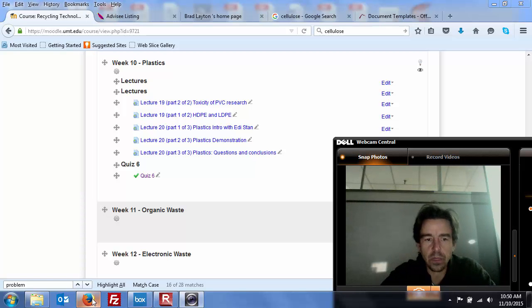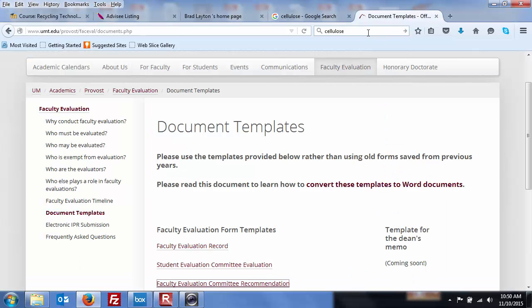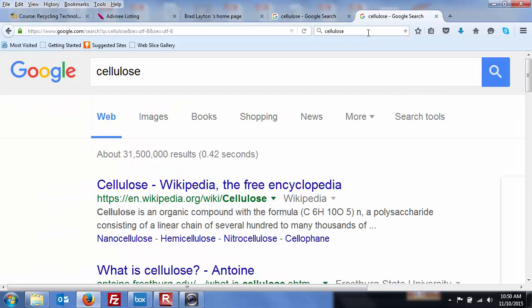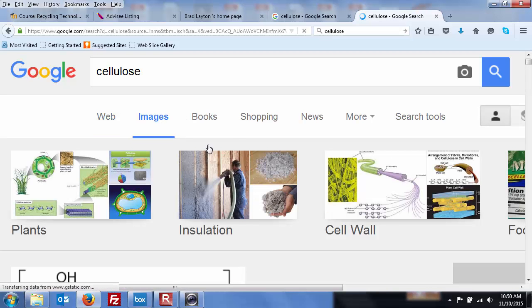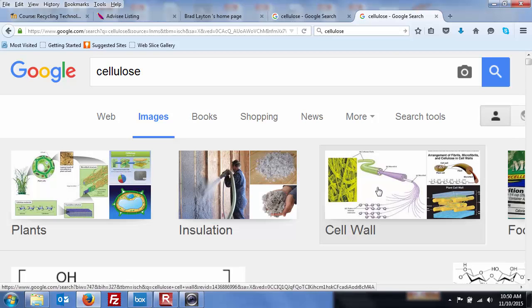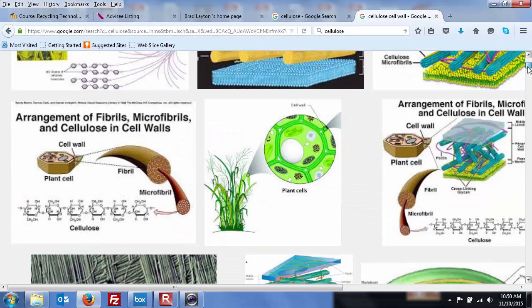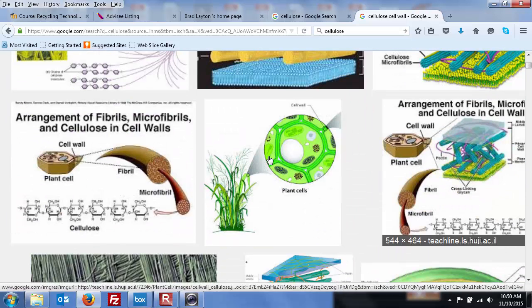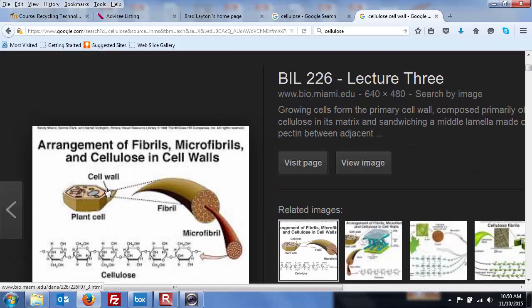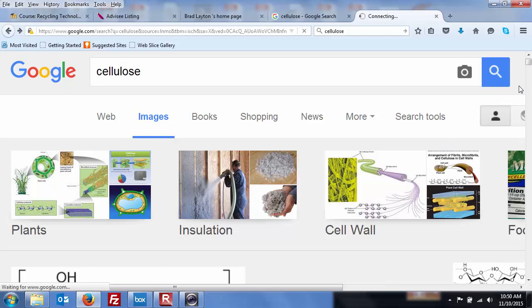So let's just take one more look at cellulose. I'm going to hop back out here. I really think it's important that we dig down into the molecular structure. So I'm just going to click around a little bit and show you what this stuff looks like. As I may have mentioned, I used to do some cellulose research. In fact, I just saw a pretty cool image. Let me grab that one.